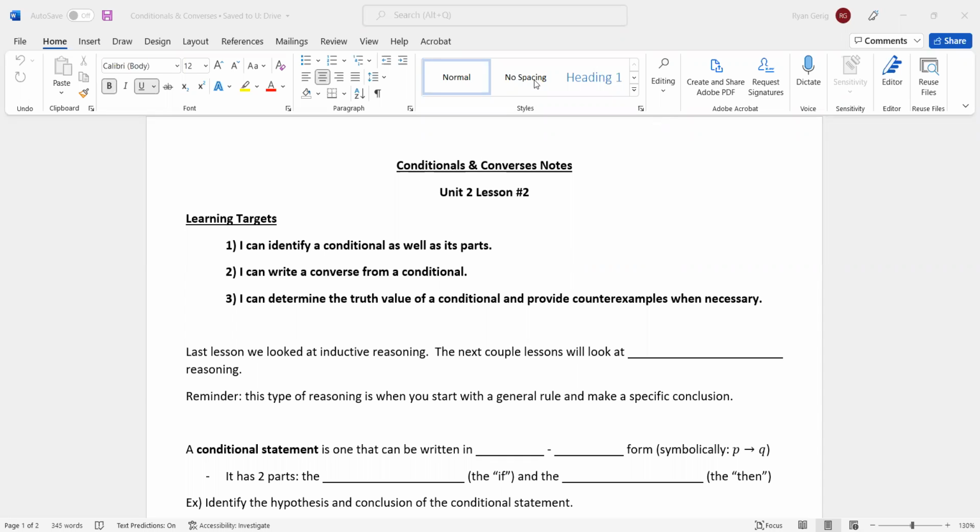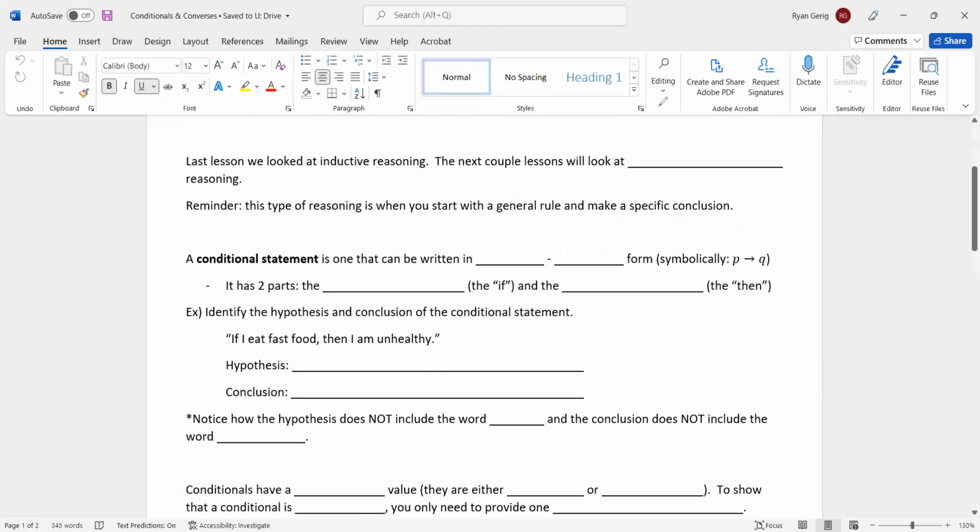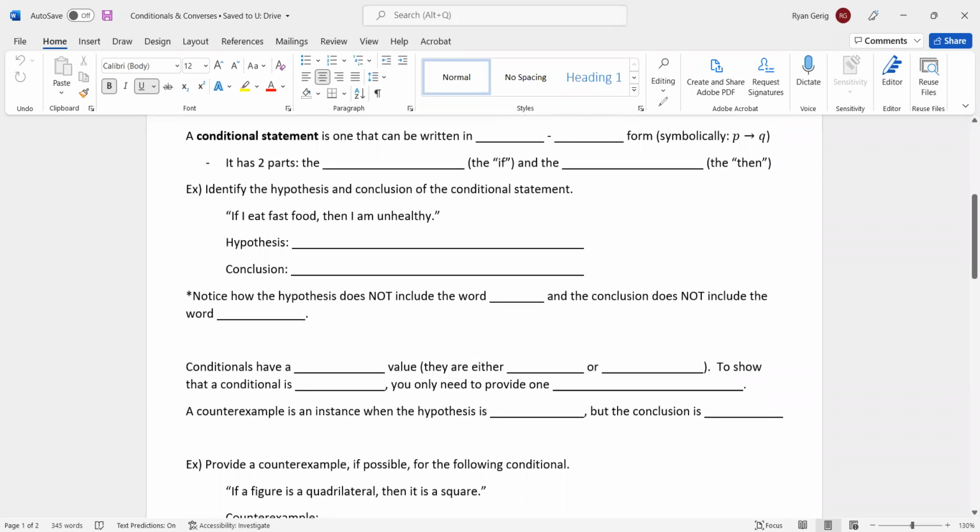So like I said, last lesson we learned about inductive reasoning. The next couple lessons, we're going to look at deductive reasoning. This is the type of reasoning when you start with a general rule and make a specific conclusion. So first big word you need to know, and you will see this word a lot, is a conditional, or a conditional statement. Conditional is a statement that can be written in if-then form. If this happens, then this happens.